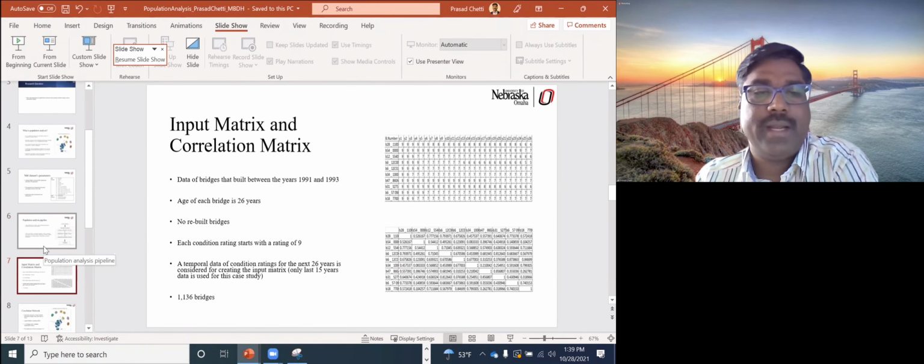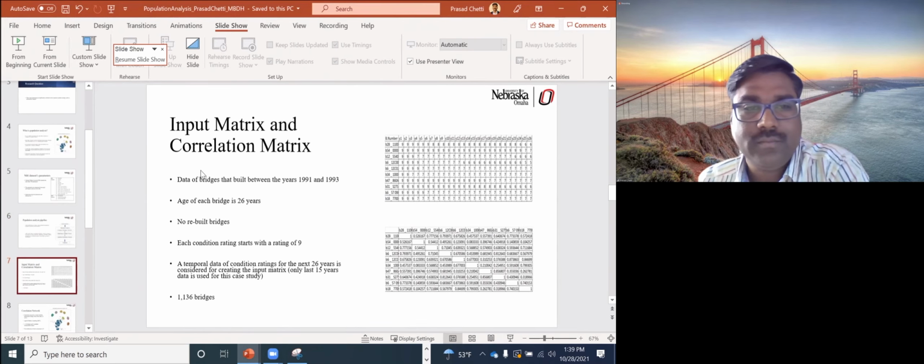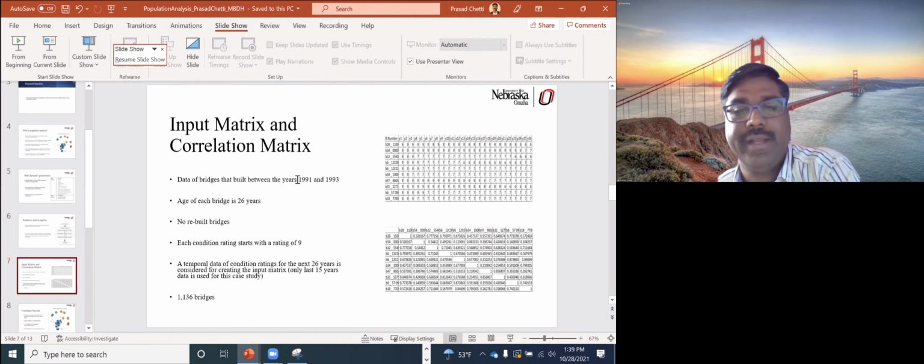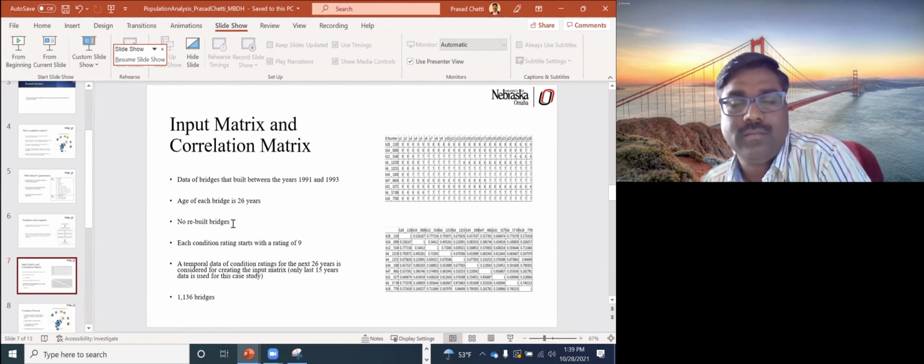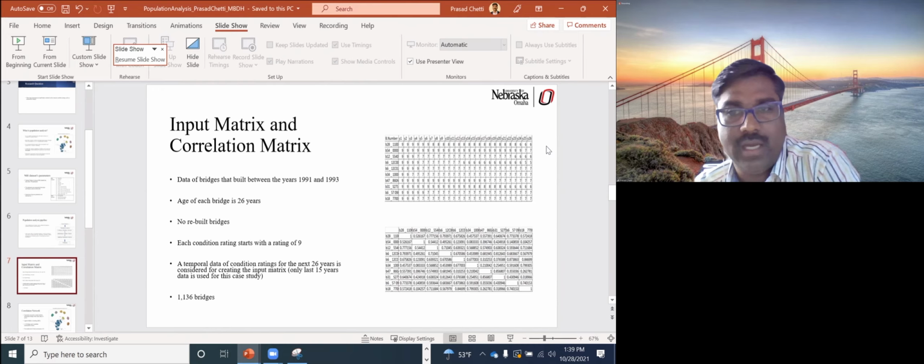So our input matrix is going to be like this. We have considered bridges that were constructed between 1991 and 1993. The age of each bridge is 26 years, and we considered all non-rebuilt bridges. That means their condition rating starts with 9 and goes monotonically decreasing.